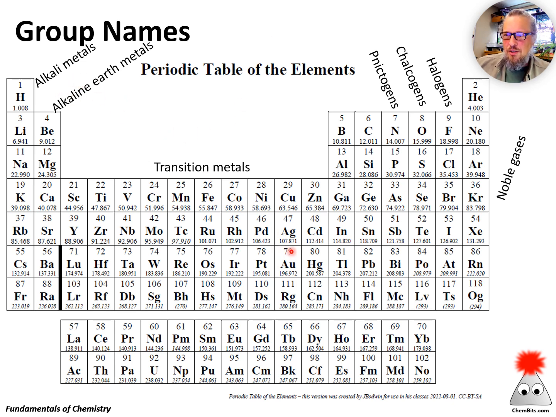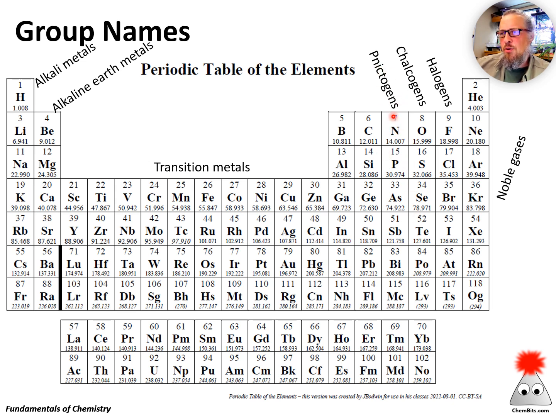I already mentioned things like coinage metals that are within the transitions, but this group 1 over here are the alkali metals, group 2 are the alkaline earth metals. When we move over to the non-metal side of things, these are probably a little bit less important to know, the group names, but depending on your field, you might run into them.